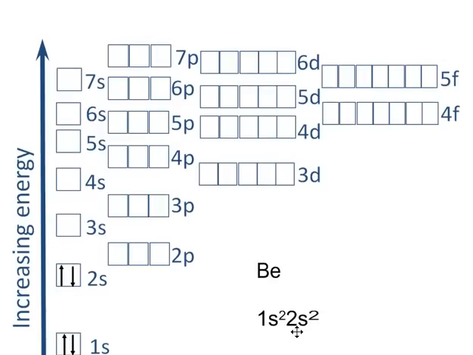Beryllium with 4 electrons. That fourth electron, there's room in the 2s orbital. We're going to show that as a down arrow, and we're going to record it as 1s2, 2s2. 2 electrons in the 2s orbital, 2 electrons in the 1s orbital. Boron with 5 electrons. That fifth electron can't fit in the 2s. It has to go to the next energy level available. We're going to call it 2p.